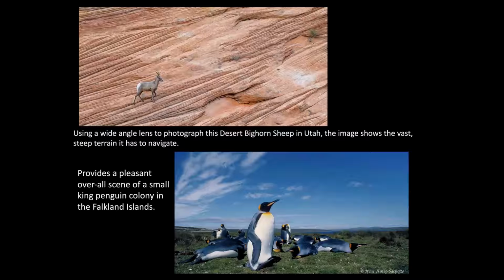Here we have a desert bighorn sheep in Utah, and the image shows the vast and steep terrain that this animal has to navigate on a regular basis. The lower picture is just a nice picture of an overall scene of a small colony of king penguins in the Falkland Islands, where the one is kind of keeping guard on the rest.